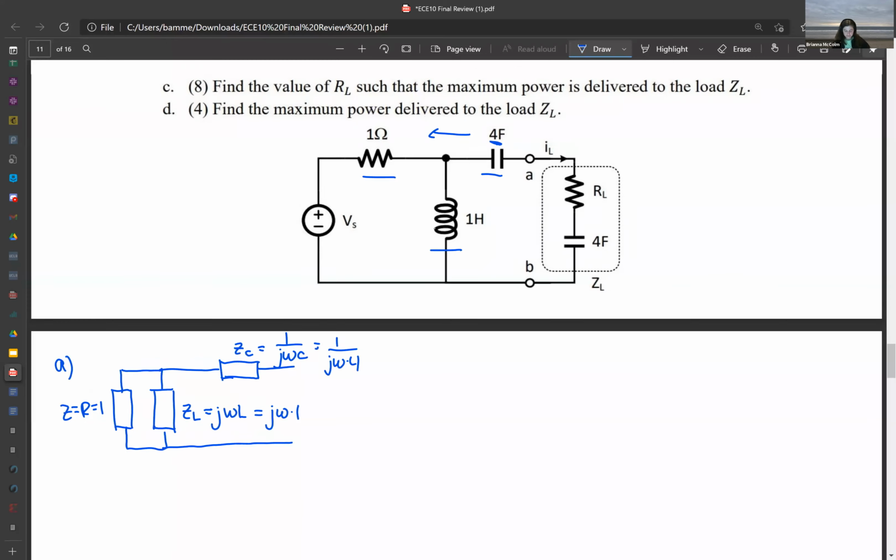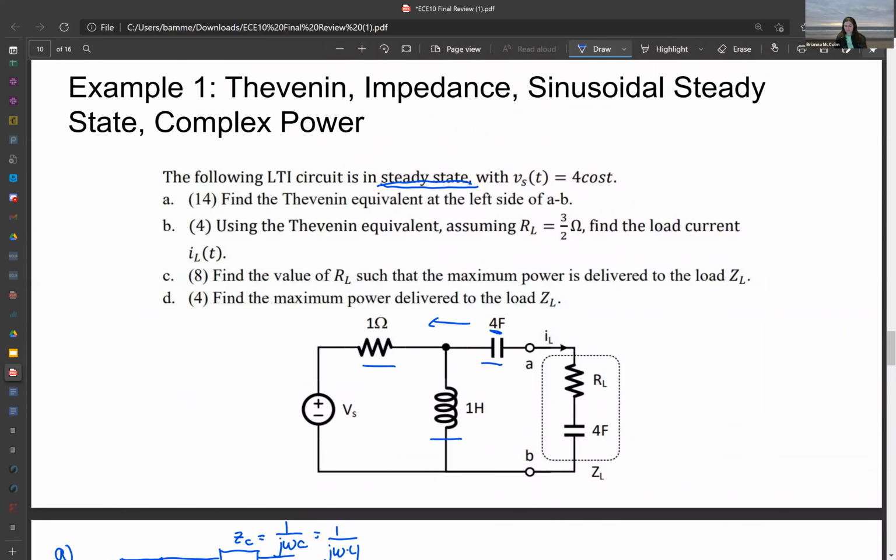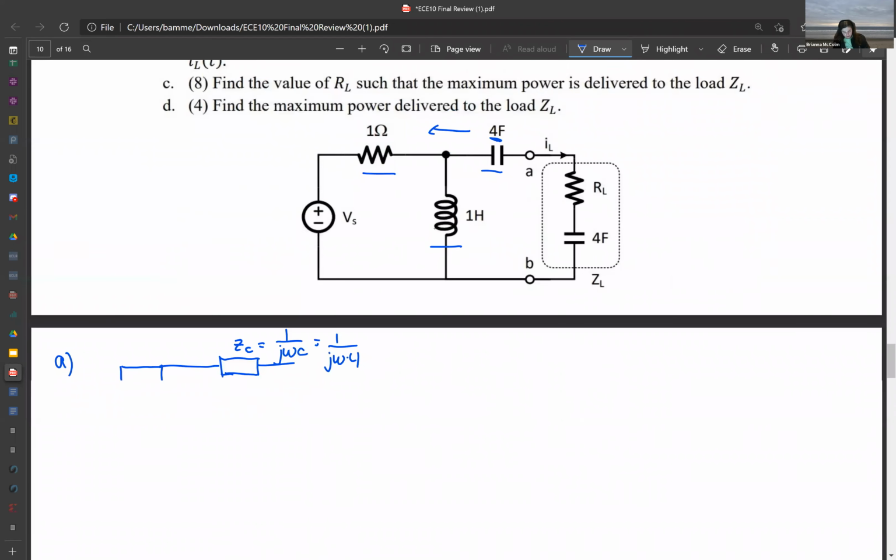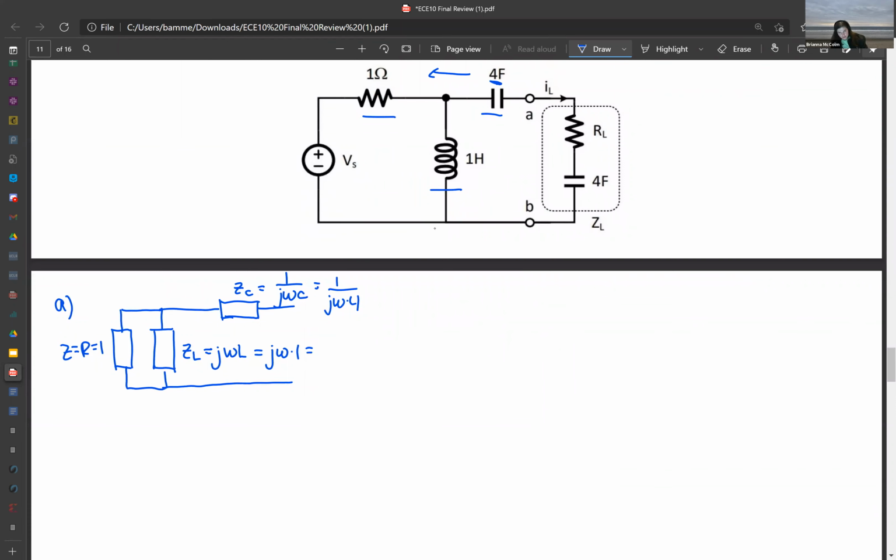Now we have to find omega. This is going to come from our source equation. We see that this is of the form A cosine of omega t plus phi, and just by inspection, we can see that omega is 1 and phi is 0. So that means this equals j, and this equals negative 1 fourth j. Remember, 1 over j is negative j.